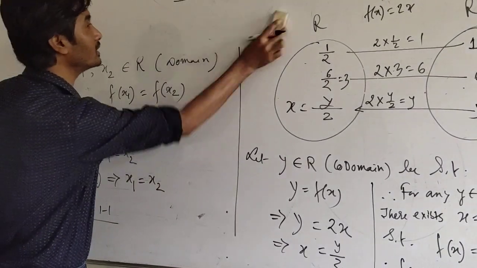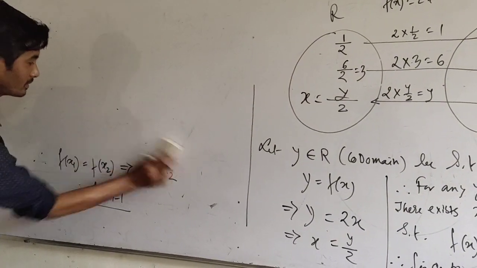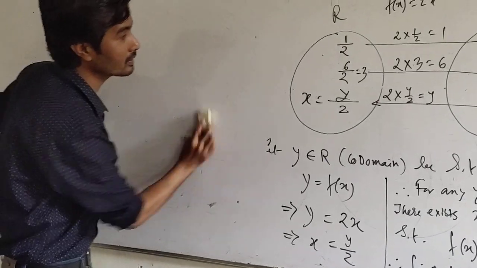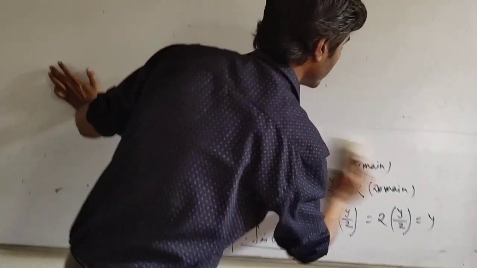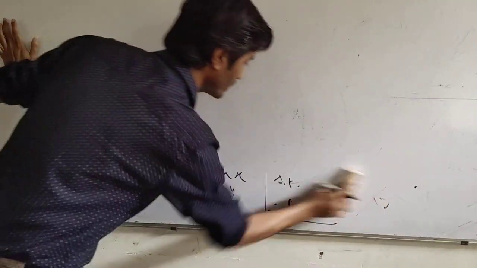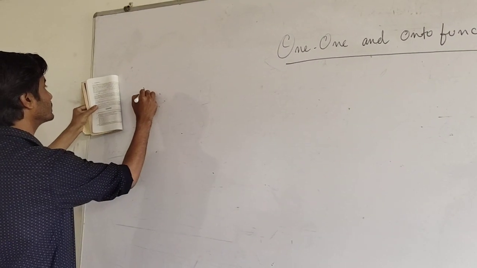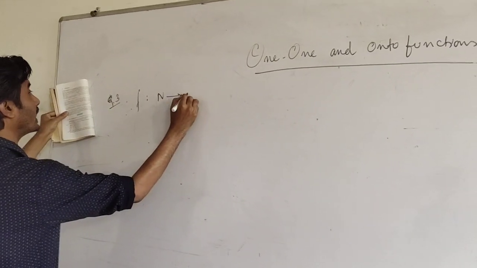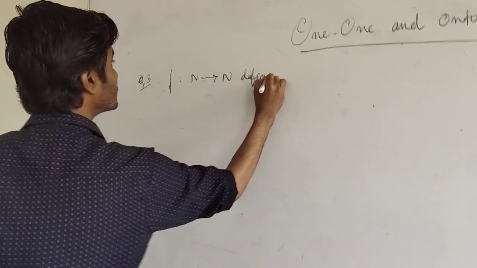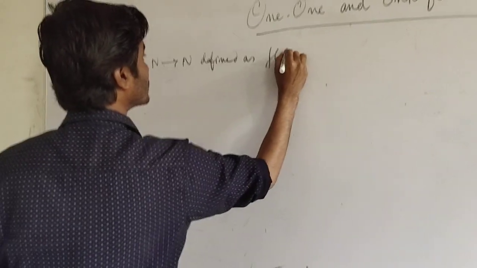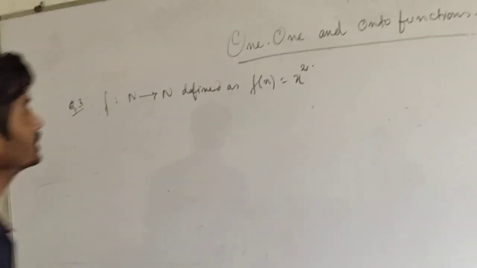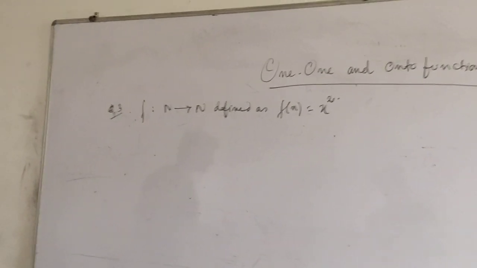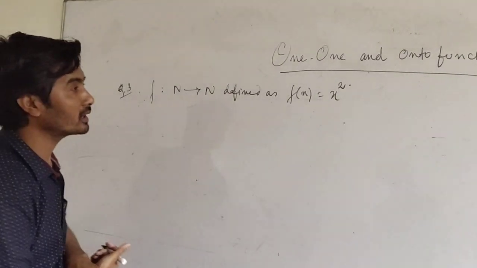Then next we take another simple function. I want to take one simple function, that is f is a function from N to N defined as f(x) equal to x to the power 2. So this is another simple function, and I want to check this function for one-one and onto property.